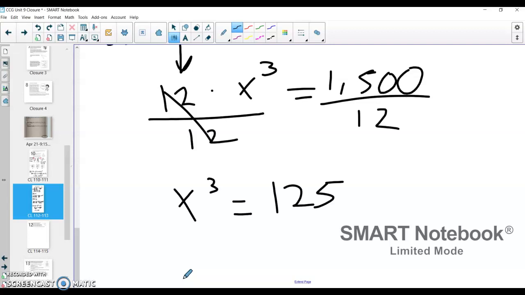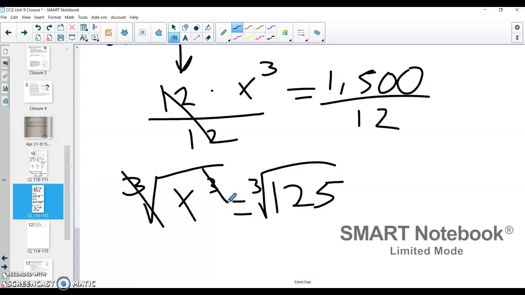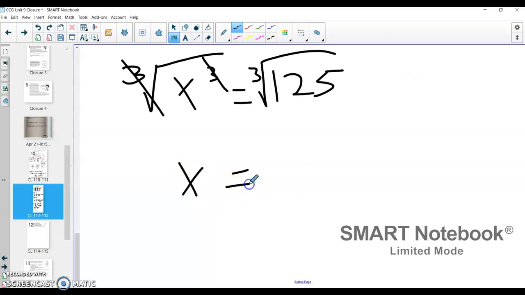Say we have x squared equals 25. We square root both sides to get rid of the x squared. Here we cube root both sides, and the cube root looks like this. It's the square root symbol with a 3 next to it, and we'll cube root both sides. That's going to cancel with our cube right there, and then we have x equals the cube root of 125.